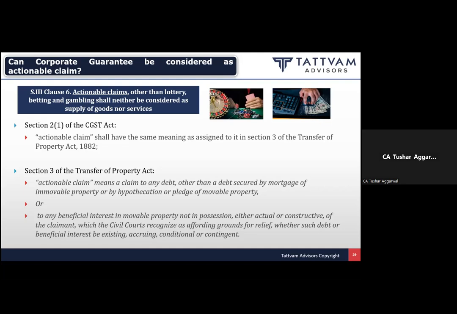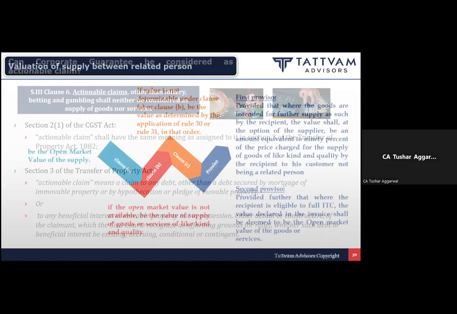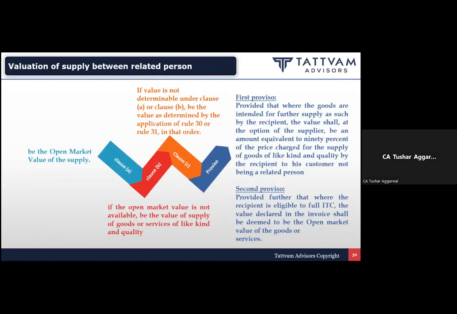Similarly, in this case also, giving of corporate guarantee is not a transaction in actionable claim, and hence there would be a GST exposure. So practically, in most taxpayers, what we have seen is that the related party can always get the input tax credit. And there is a second proviso to Rule 28, which says that if ITC is available, then any value will be deemed to be the open market value for the purpose of valuation.